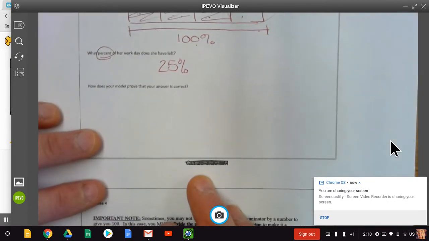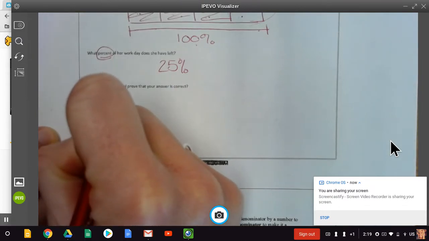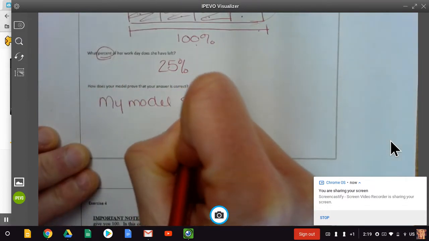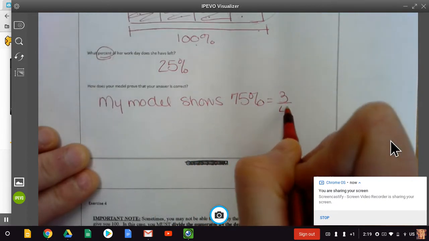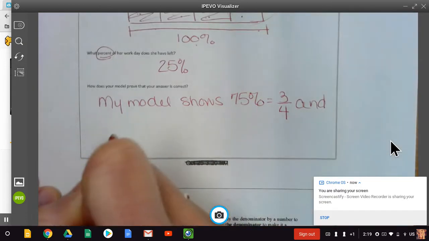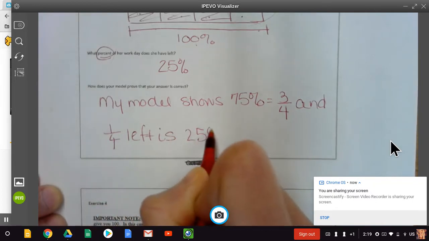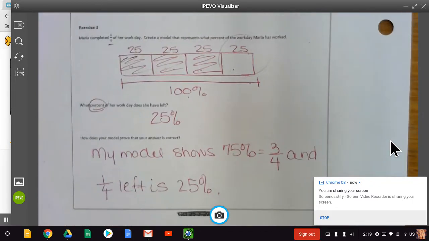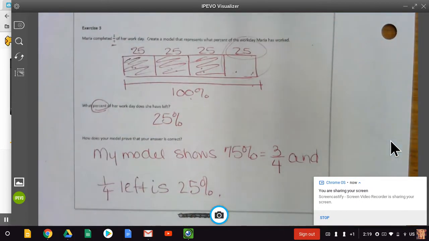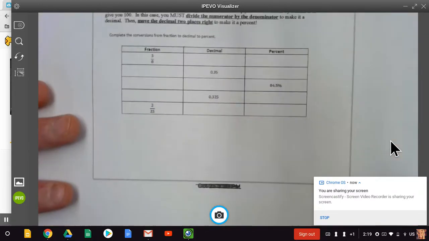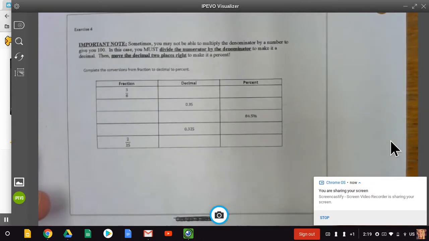Now it says, how does your model prove that your answer is correct? And you can see, we can say my model shows 75% equals 3/4, and 1/4 left is 25%. That's pretty evident up here. 1, 2, 3 is 75%. 1 left over is 25%. I hope that makes sense. All right, so sometimes you may not be able to multiply the denominator by a number to give you 100.